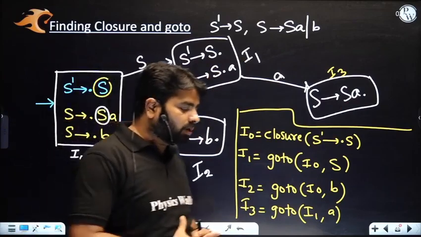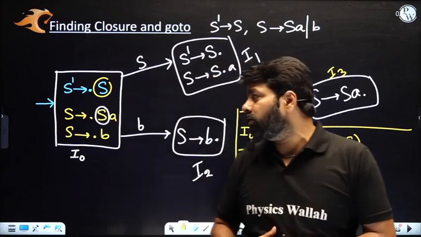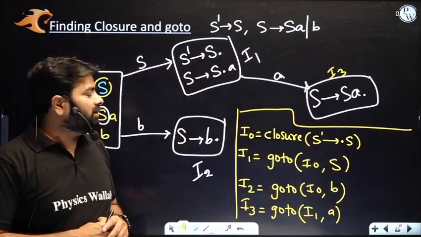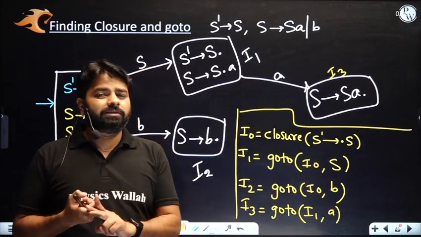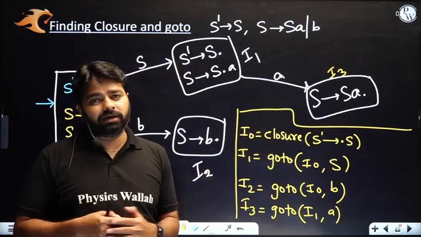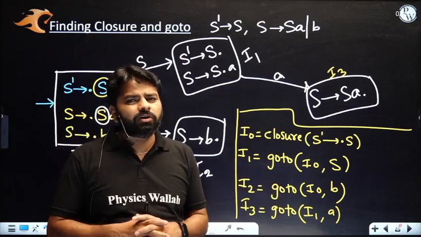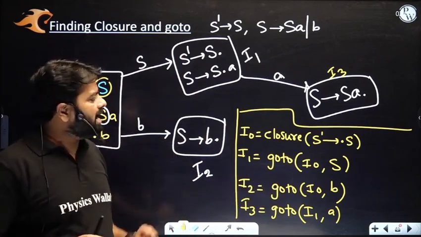In case you want to know, the LR0 table will have a few kinds of entries like shift entries, goto entries, and then reduce entries, and then accept, and the remaining are all blank, you may say. So few types of entries are there in the LR table.